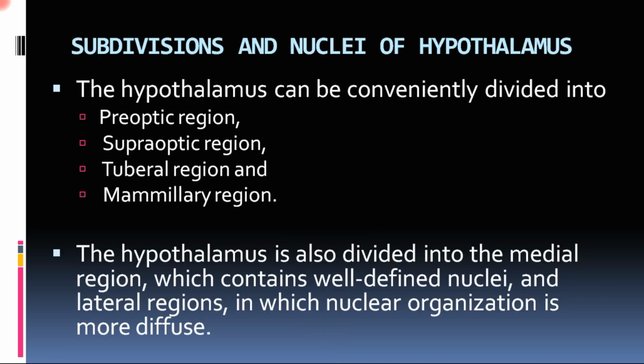So getting started with the anatomy of hypothalamus, the hypothalamus can be divided into certain regions. As you can see here, anteriorly to posteriorly, it can be divided into preoptic region, supraoptic region, tuberal region, and the mammillary region. So this division here is the division of hypothalamus anteriorly to posteriorly. I will show you in the diagram. These are the regions when we are going from anterior to the posterior of hypothalamus.